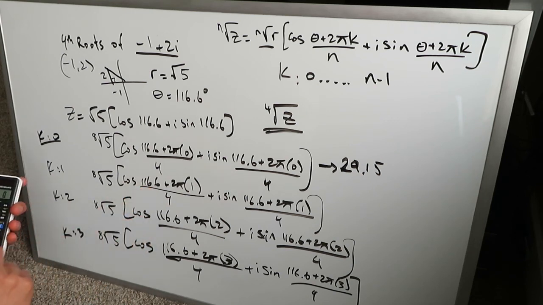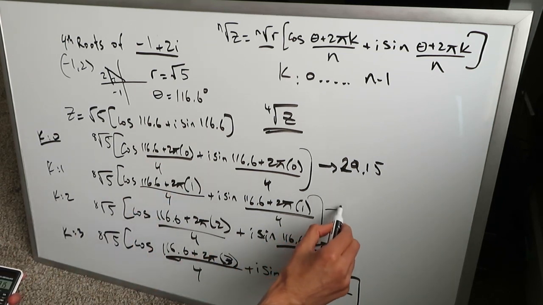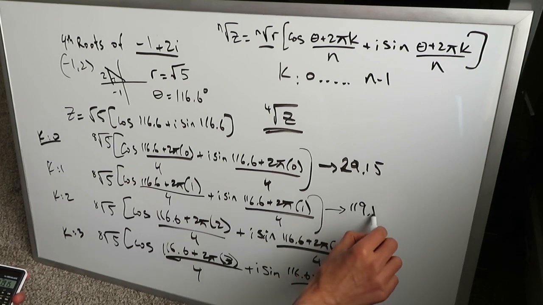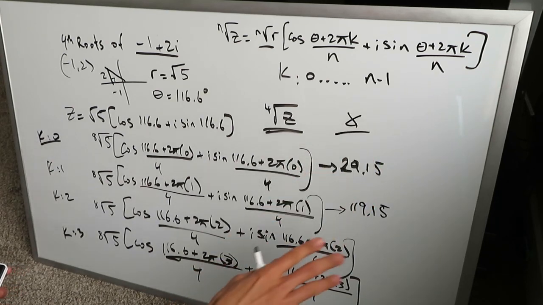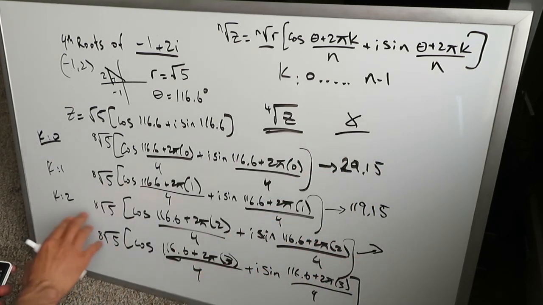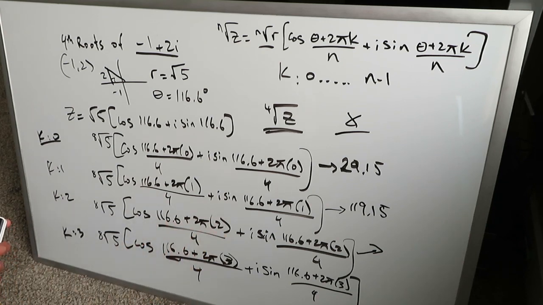What about this next one? 116.6 plus 360 divided by 4, I'm getting here 119.15. Remember, I'm not determining your final answer, I'm just talking about the angles which are involved over here, in terms of how they're increasing for each of the roots. Let's look over here. 116.6 plus 720 divided by 4, I'm getting 209.15. And what about this last angle over here? 116.6 plus 360 times 3 divided by 4, I'm getting a 299.15.